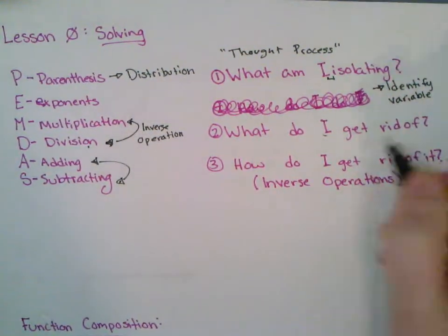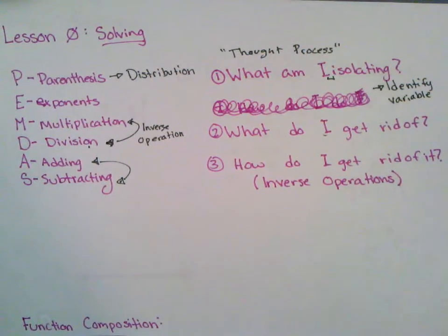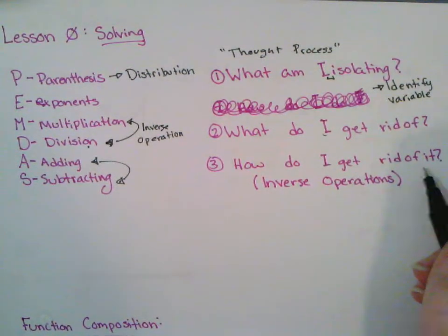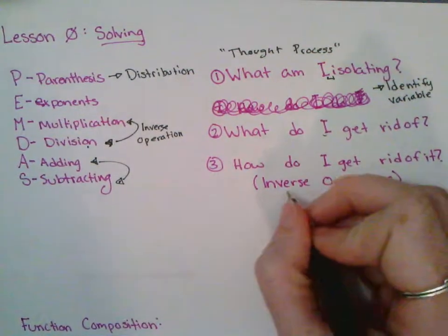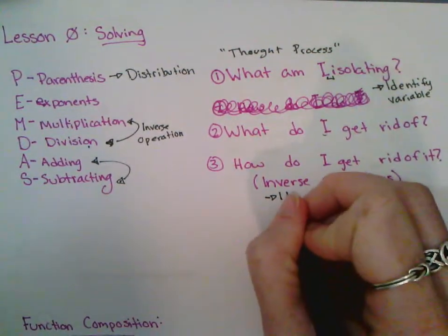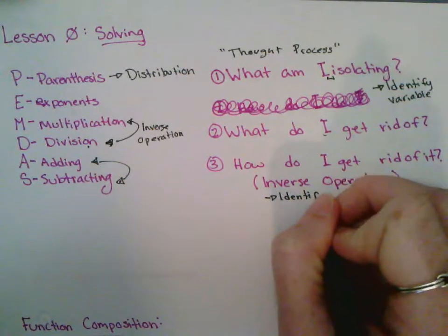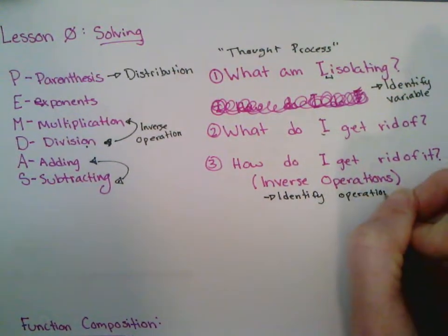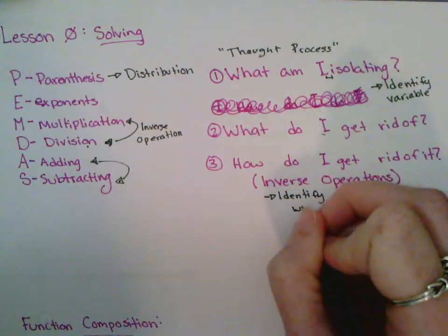Now we say, okay, what do I get rid of? So what is outside of that variable? Next is how do I get rid of it? So that's inverse operation. So remember, that's just identifying the operation, and then what is its opposite?